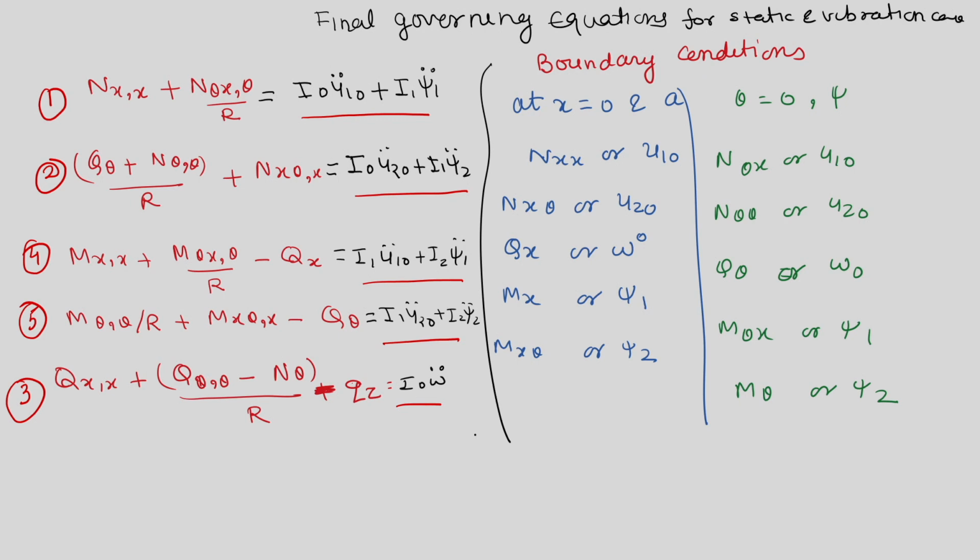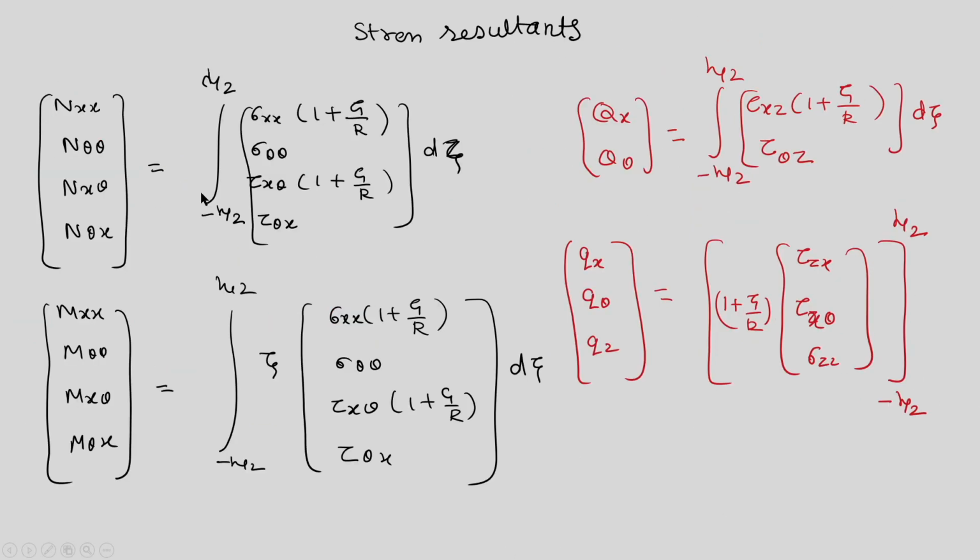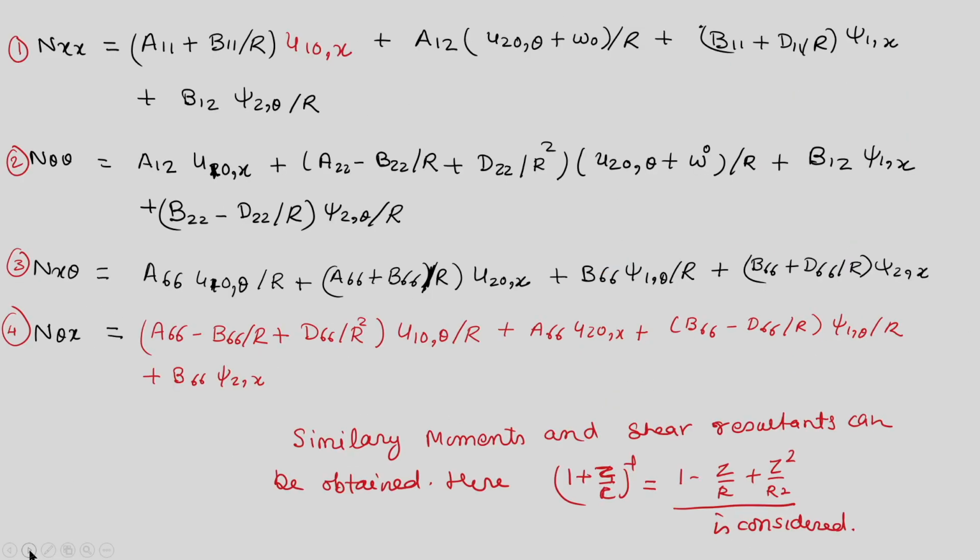And these are the boundary conditions. At x equal to 0 and a, the following variables need to be specified. At theta equal to 0 and psi, these variables need to be specified. Just for the sake of completeness, I have given again the definitions of stress resultants, moment resultants and shear resultants, and the loading. These are required for the present case.